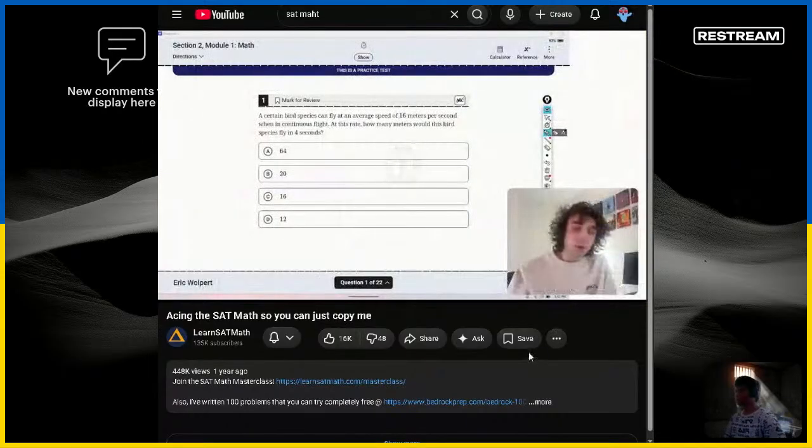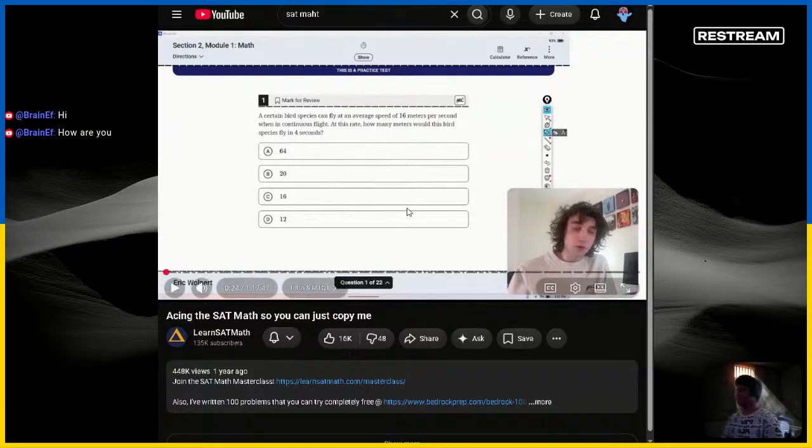Question number 1. A certain bird species can fly at an average speed of 16 meters per second. At this rate, how many meters would this bird fly in 4 seconds? Oh, so just do x equal 4. 64.